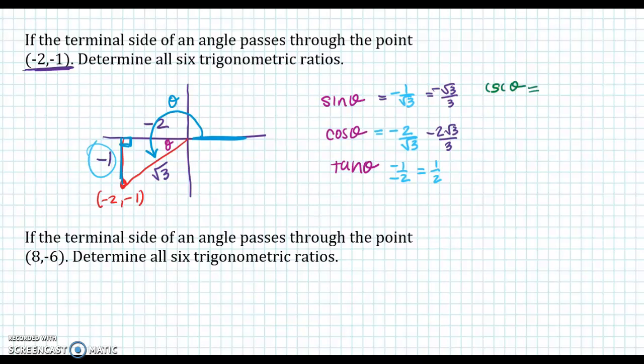And then it told us to find all 6. So we'll flip these again. Flip the fraction before you rationalize it. It's a lot easier. So your cosecant, your secant, you flip the cosine. Again, still negative. And then the cotangent of theta is 2.